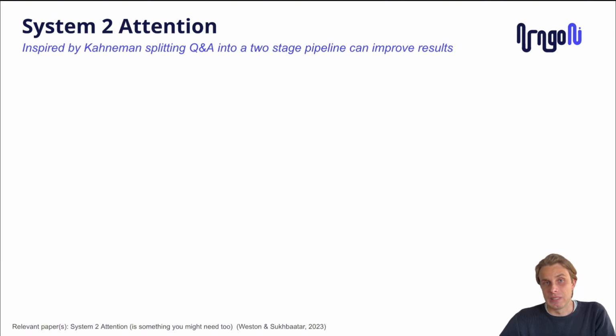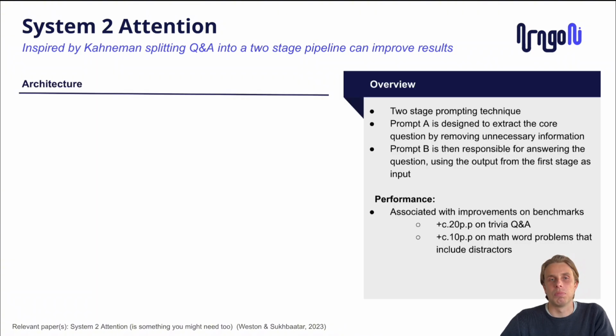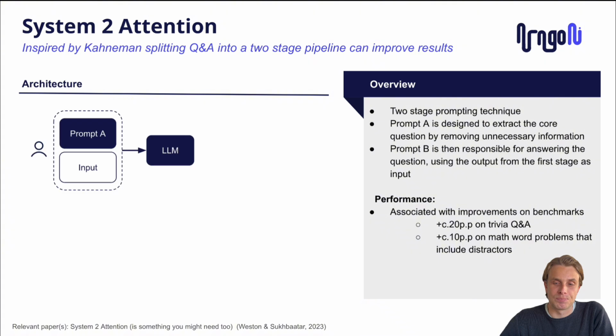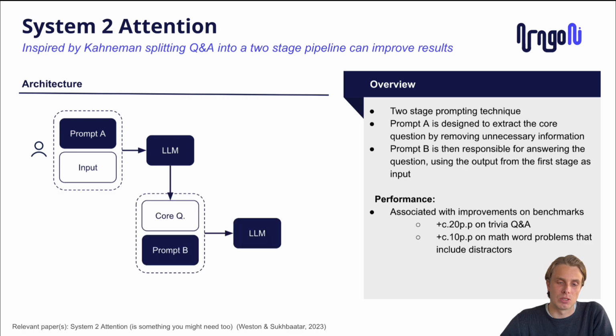System 2 attention is our next strategy, and it's inspired, according to the authors, by Daniel Kahneman's work on the two-state theory of attention. In the second stage, it involves that more planning phase, whereas the first stage is this more direct, immediate answer. So they leverage this two-stage approach, where they have a prompt A, which is designed to extract the core questions, the core elements of the input from the user.